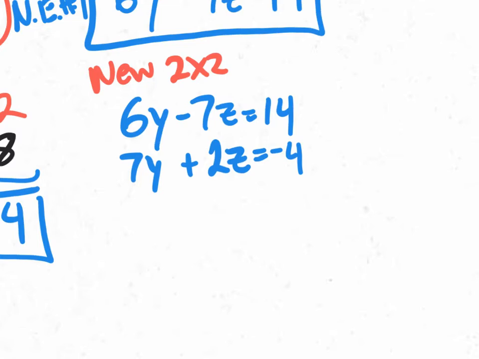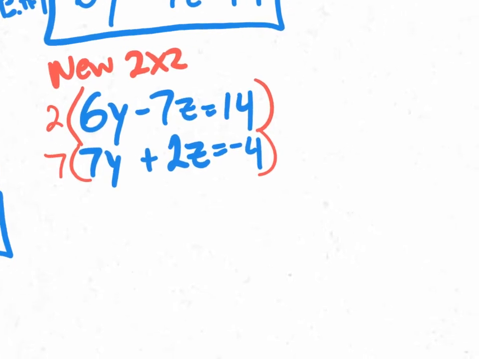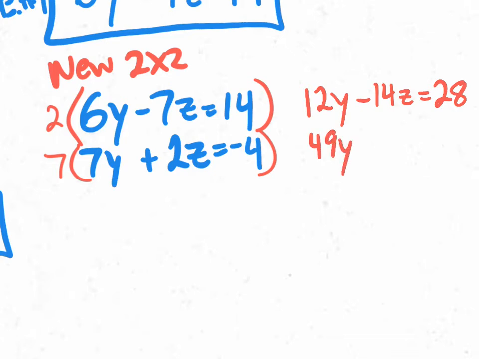Z's look a little bit easier, right? Because if I wanted to cancel out y's, I'd have to change this to a 42 and a -42. It's easier to have a -14 and a +14. So let's modify that top equation on the new 2x2 by multiplying it by 2. Let's modify the bottom one by multiplying it by 7. And let's get our new modified equations up here. 12y minus 14z equals 28. And the bottom one, 49y plus 14z equals -28.